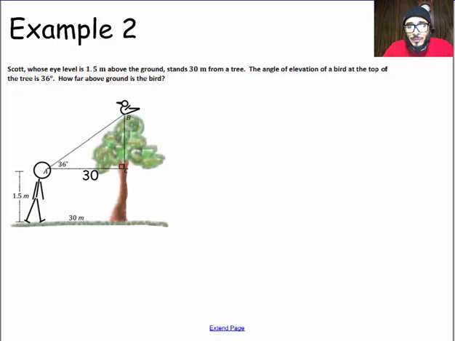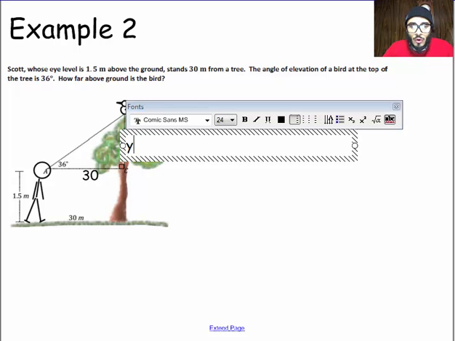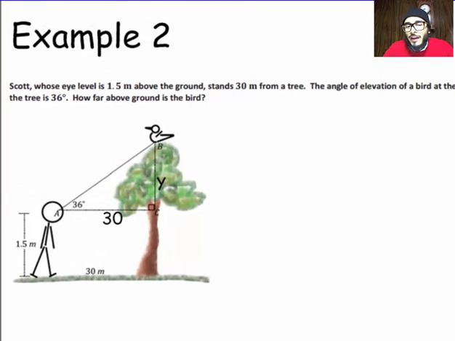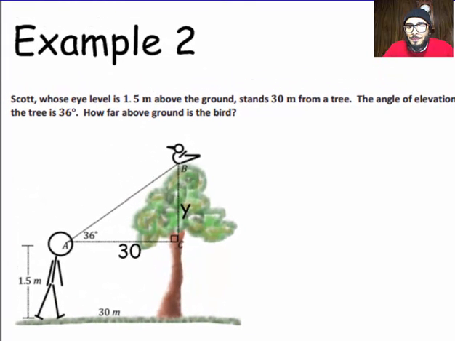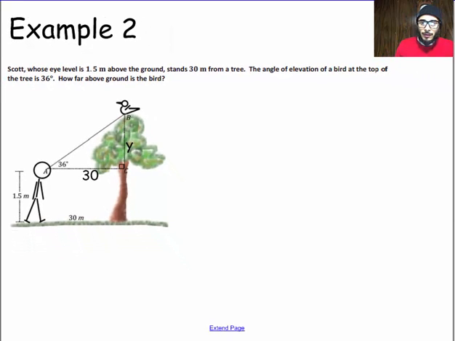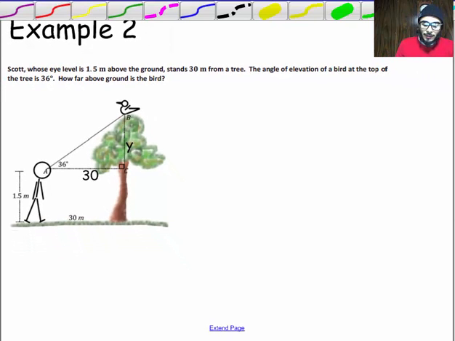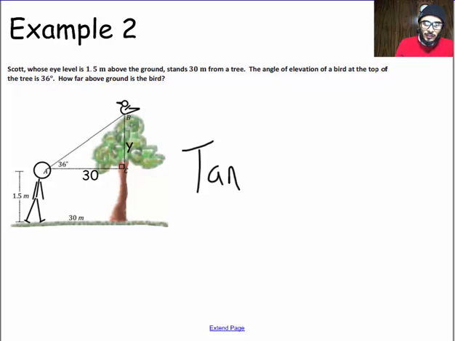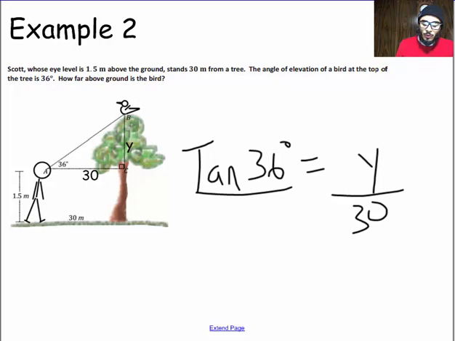And what we can do is use that angle of elevation and that 30 to find BC, which I'm going to call y. So let's find y, and then we're going to use that to find our ultimate goal, which is how far above the ground is the bird. All right, so how do we find that y? To get that y, we can use tan again. So the tan of 36 degrees is equal to the opposite over the adjacent, right? That's the tan ratio, opposite over adjacent.